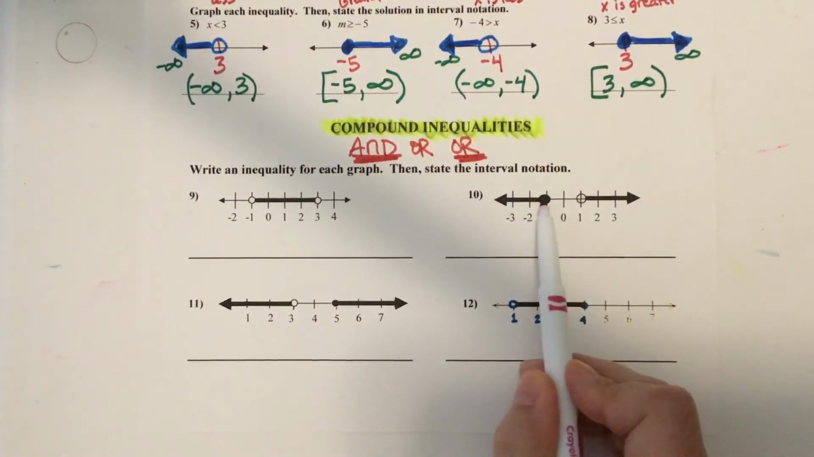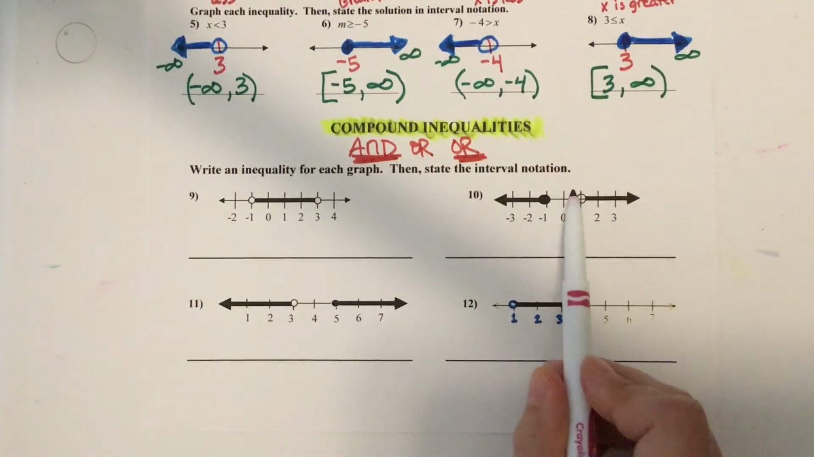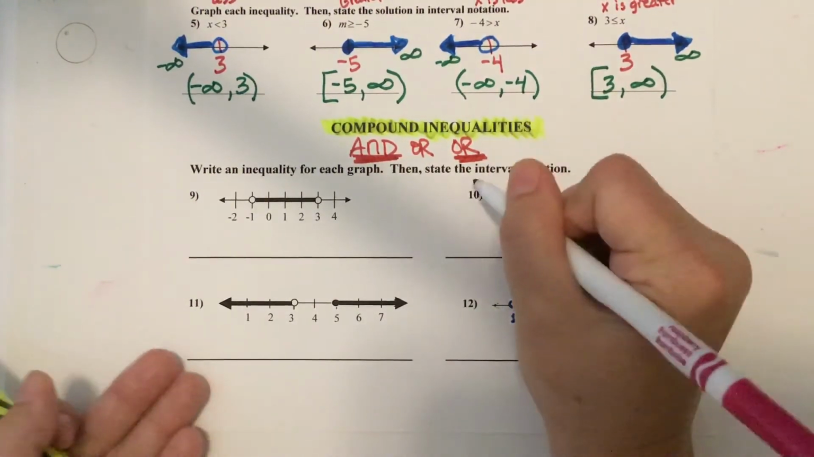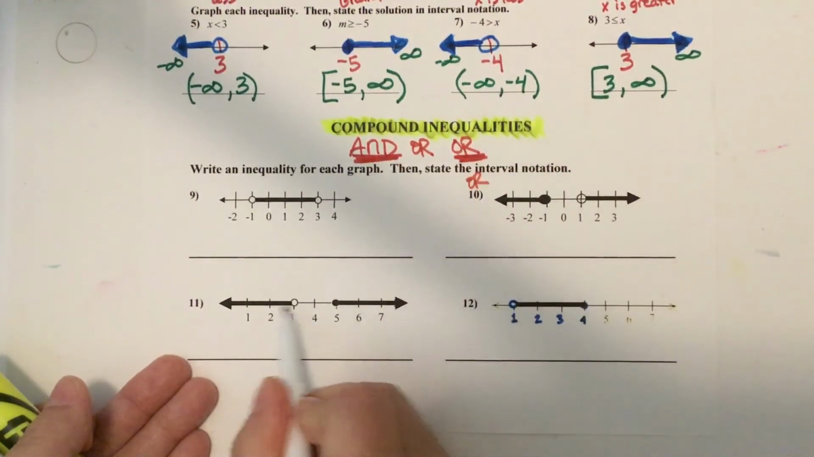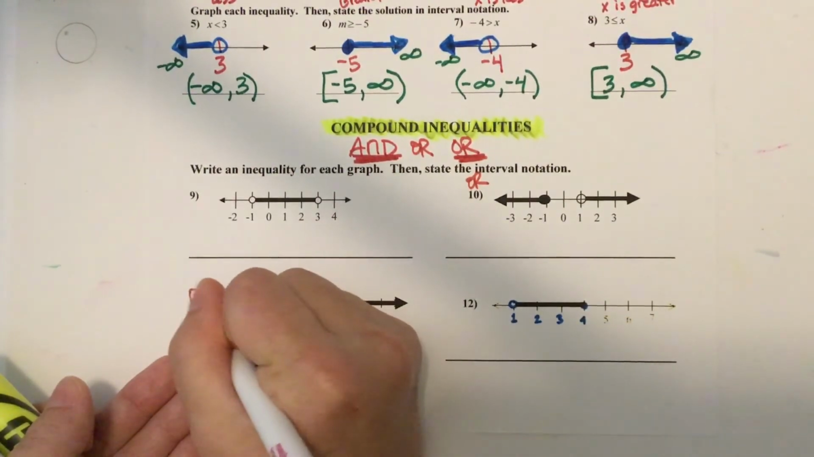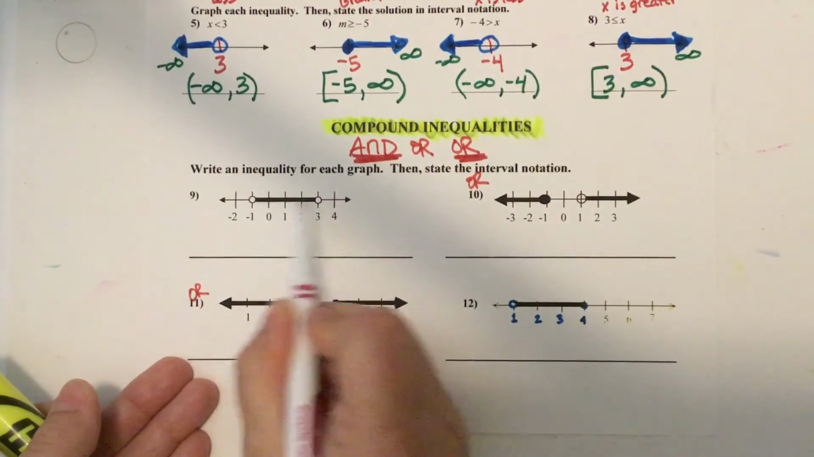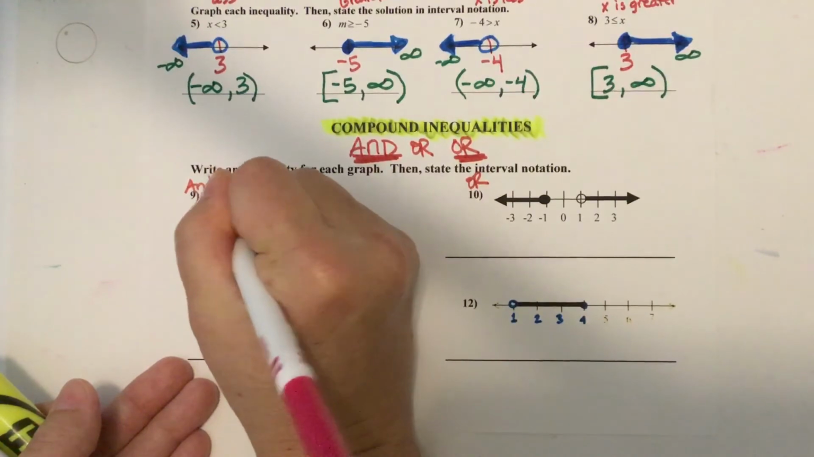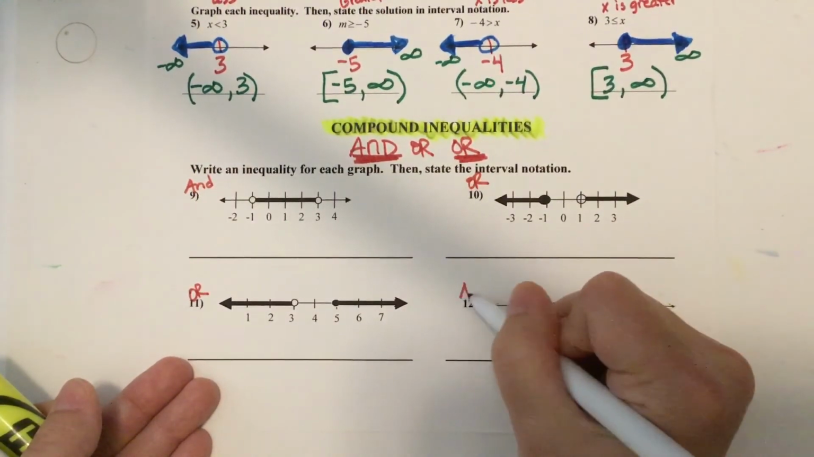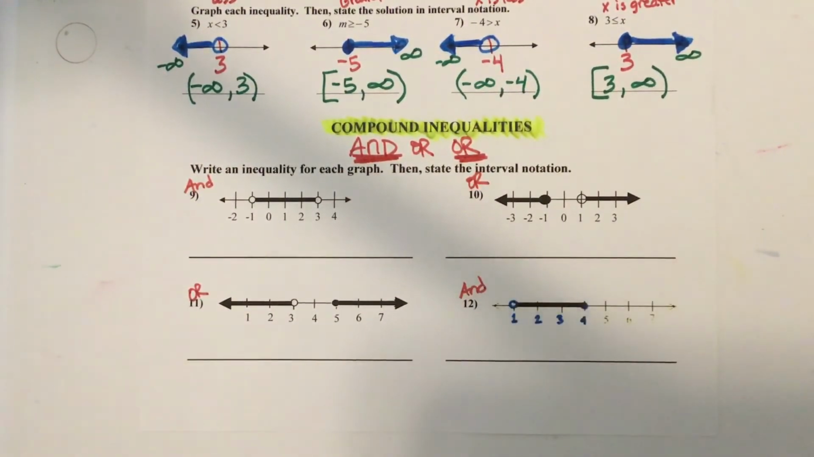But when the shading jets off into two separate directions, those are or problems. So this is an or problem. Jets off into two different directions, that's an or problem. If the shading's between, that's an and problem, which you'll learn more about later. But it's good to know a little bit about it now.